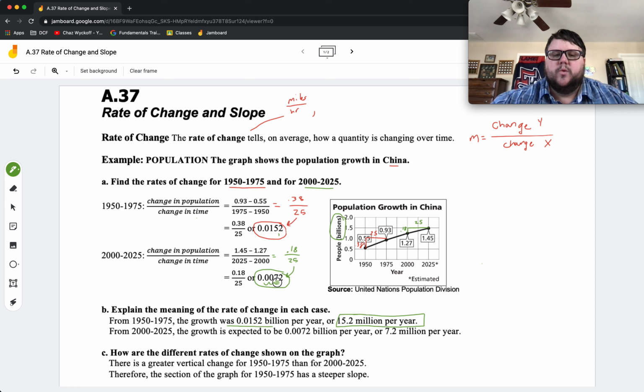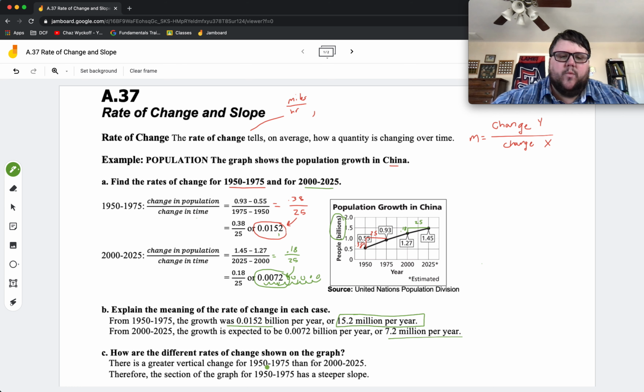So 1, 2, 3, 4, 5, 6, 7, 8, 9. So 0, 0, 0, 0, 0. So that would be 7.2 million per year. So that's a lot of people.